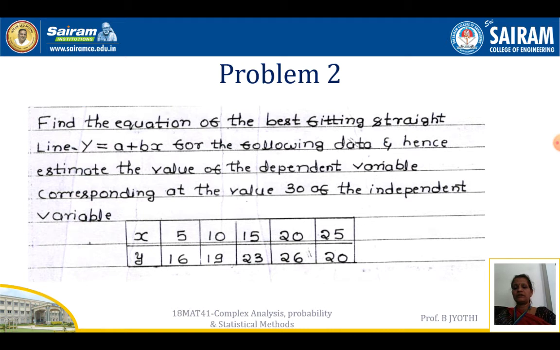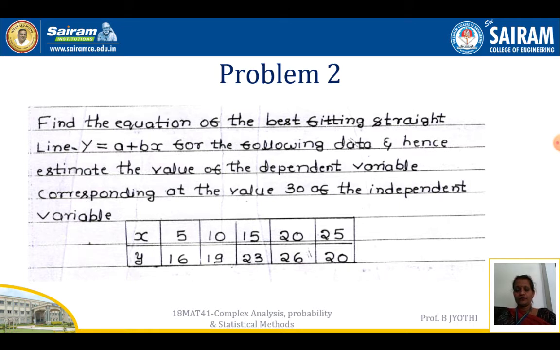Second problem of the next type: find the equation of the best fitting straight line y is equal to a plus bx for the following data, and hence estimate the value of the dependent variable corresponding to the value 30 of the independent variable. Once we get the equation y is equal to a plus bx, we can substitute the required value in the place of x and the corresponding value of y can be obtained.